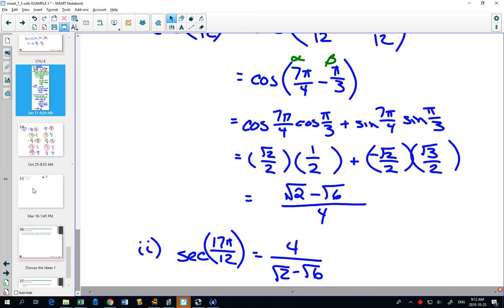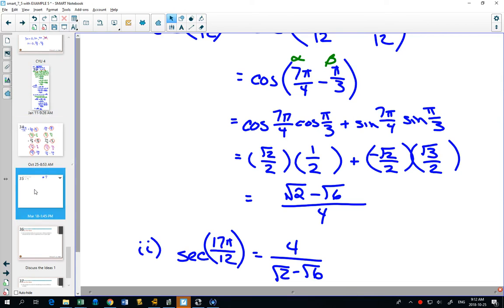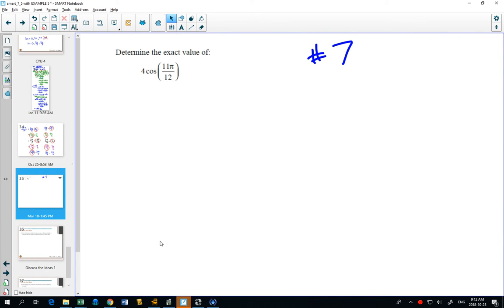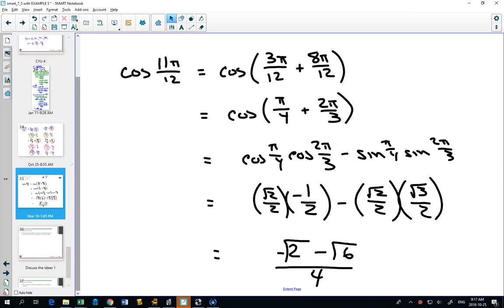Here's an old exam question which added a little thing that was a little bit different. So I want you to try this one on your own. Determine the exact value of 4 cos 11 pi over 12. So here's a check if you did cos of 11 pi over 12 first. Did you get negative root 2 minus root 6 all over 4?